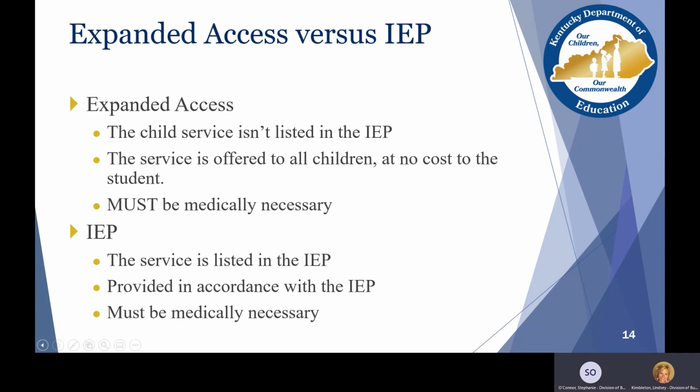So, expanded access versus IEP. We're going to try to differentiate these throughout this, but this will give you a basic idea. For the expanded access program, in order to bill, the service cannot be listed in the IEP. It has to be offered to all children at no cost to the student, and it has to be medically necessary. For the IEP portion of the program, the service has to be listed in the IEP. It has to be provided in accordance with the IEP, and it also must be medically necessary. So as we go through this presentation, we're going to try to differentiate the 2 parts of the program.